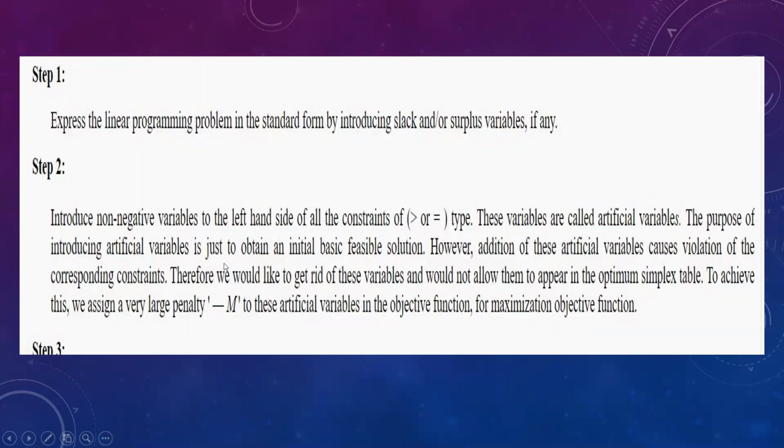The purpose of introducing an artificial variable is just to obtain an initial basic feasible solution. However, addition of this artificial variable causes violation of the corresponding constraint. Therefore, we would like to get rid of these variables and not allow them to appear in the optimum simplex table. To achieve this, we assign a very large penalty, that is minus M, to these variables in the objective function for a maximization objective function. So in order that these artificial variables will not appear in our optimum solution, we assign them a large penalty, minus M, as a coefficient in the objective function.